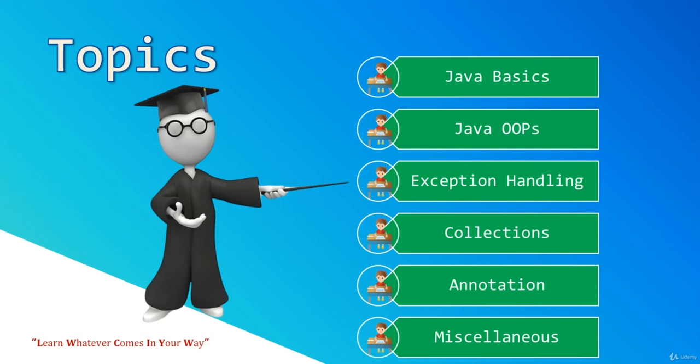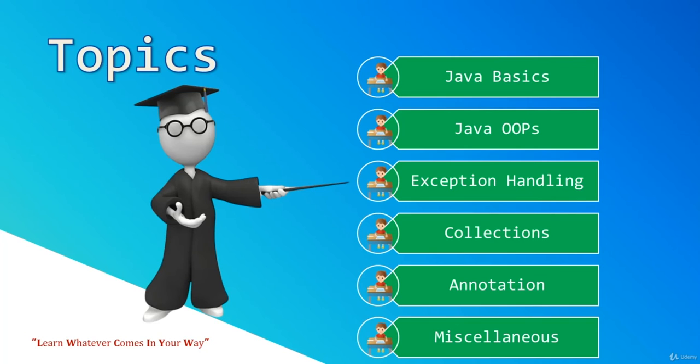In OOPS, we have a few concepts, like you must have heard about class, objects, encapsulation, inheritance. There are a few others also. We'll talk about everything in the OOPS concept section. And exception handling: when you write some code, there is always a possibility you might have some error. So in case there is an error, how am I going to handle this particular situation, right?